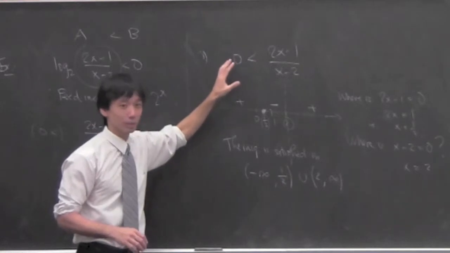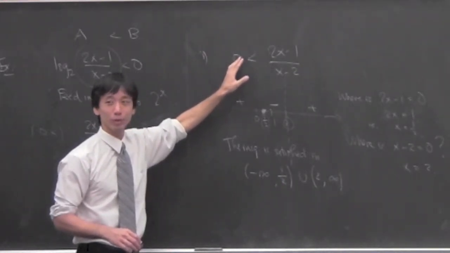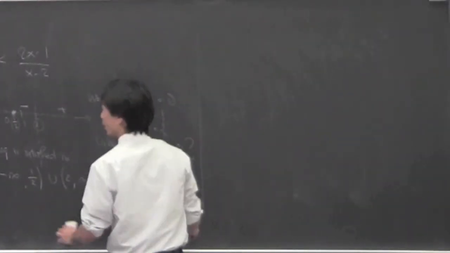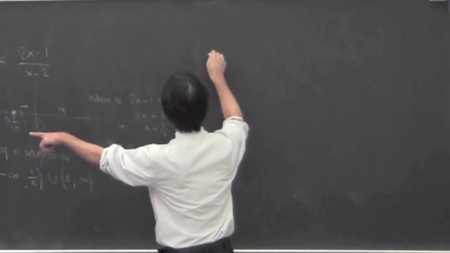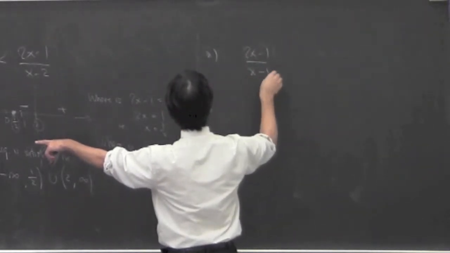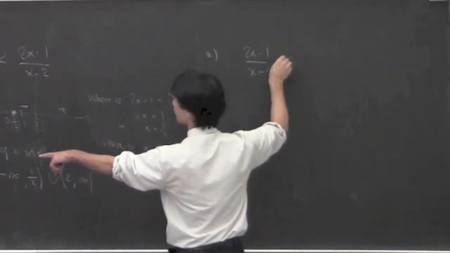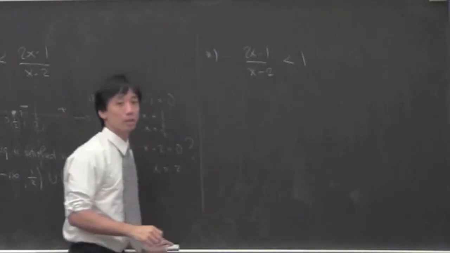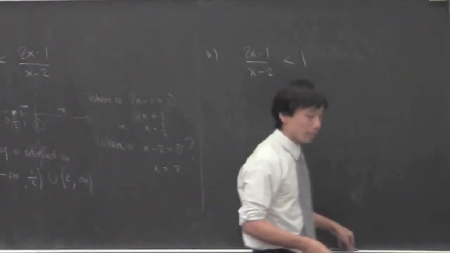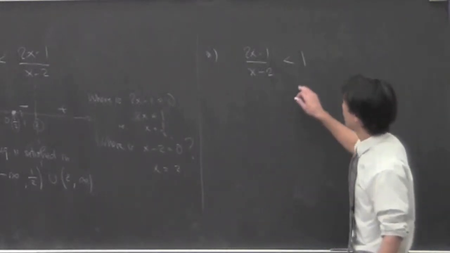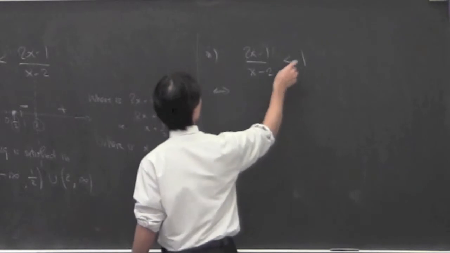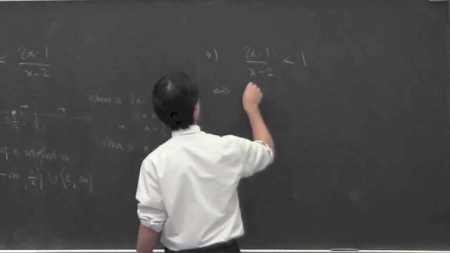Okay. This part, you should be nodding your heads because you've seen it before. Good. Okay, now let's do the second part. Right, 2x minus 1 over x minus 2 must be less than 1. We're going to play the same game. To do so, we'll just switch it a little bit. Let me move the 1 to the left-hand side.